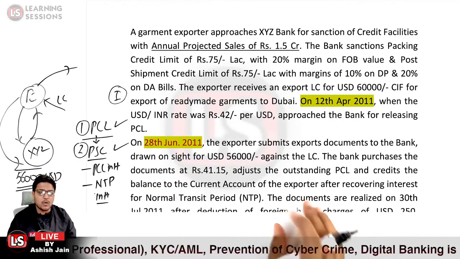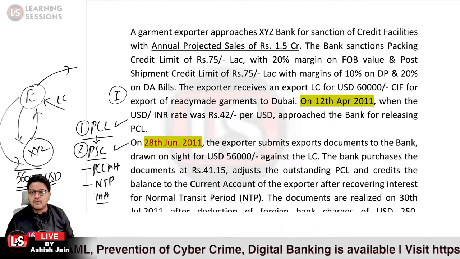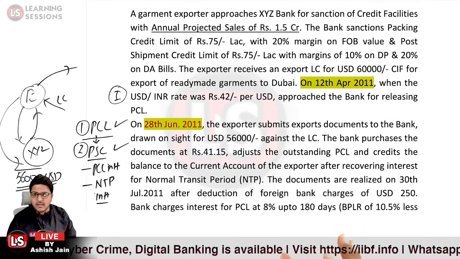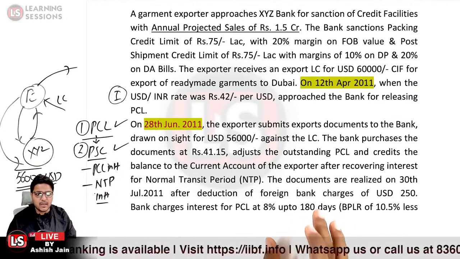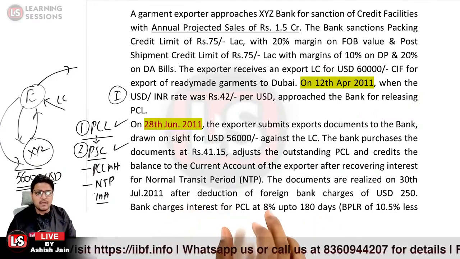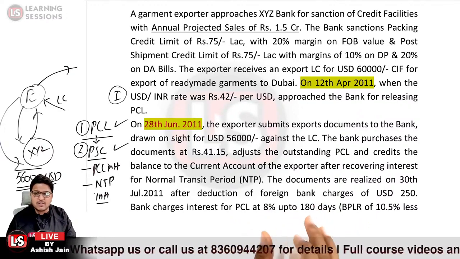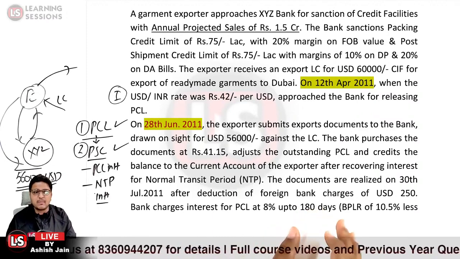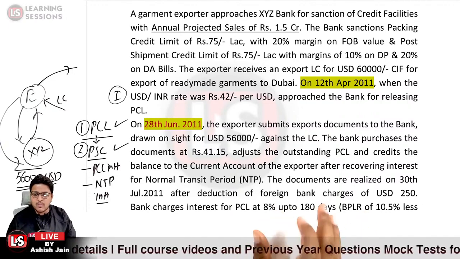Okay, now further it says the documents are realized on 30th of July 2011. The documents were realized. What does it indicate? That the sight LC was there, but the payment was made by the negotiating bank dated July 30th, 2011, after deduction of foreign bank charges. In that particular case, the Nostro Bank in which the amount was credited debited its own charges of USD 250, and the rest of the amount was settled.